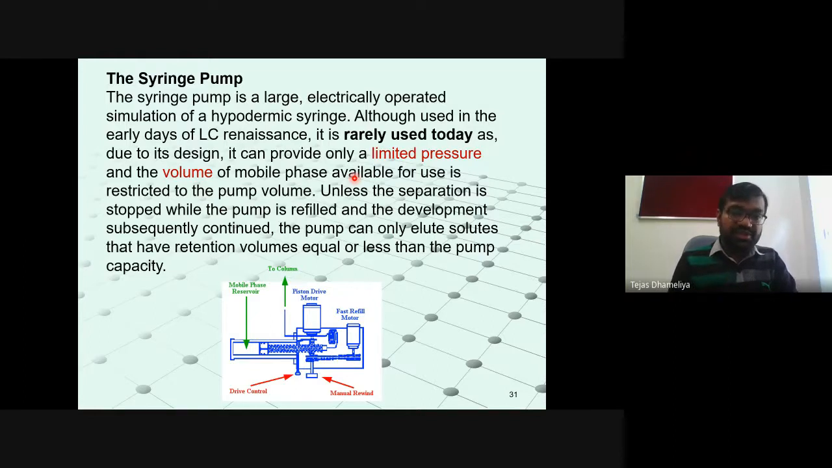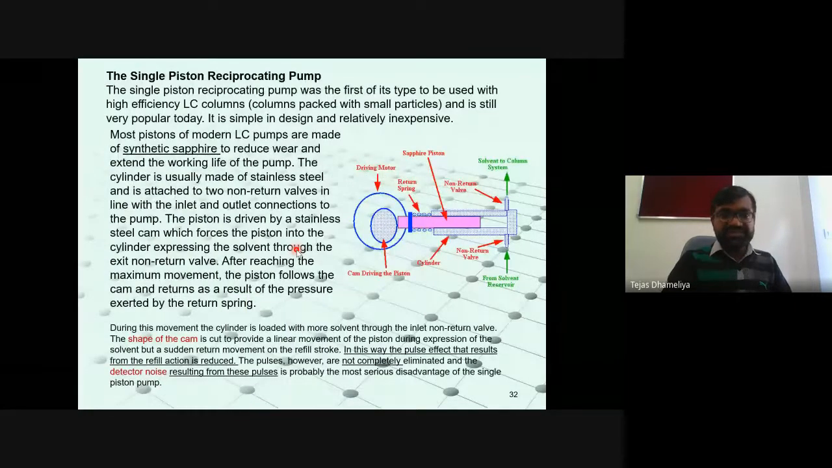So here also, this is an instrument where this is called the mobile phase reservoir, with the help of this motor, refill and piston. So it is a kind of driver control is also there, and then the solvent which is over there will move towards the column. It is called simply a syringe pump. There is nothing new in this case. Another pump is called the single piston reciprocating pump.